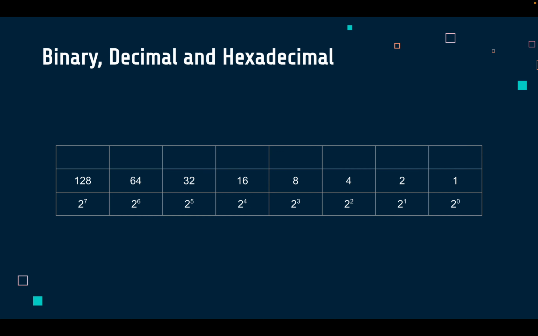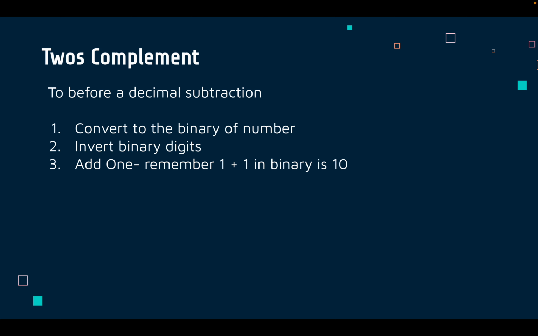How do I know what the flip side is? So to find the flip side, you convert to the binary of the number, you invert the binary digits, and you add 1, always remembering that 1 plus 1 in binary is 1, 0. So let's go through a quick example here.